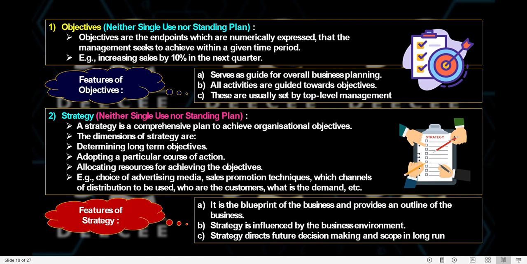Next one is strategy. Strategy is also neither a single use nor a standing plan. A strategy is a comprehensive plan. Whenever two or more plans come together in order to achieve an organization objective, then you call it a strategy. So it is not for a short term, it is mostly for a period of years. It adopts a particular course of action. Allocation of resources is mostly done in a strategy, like what kind of advertisement has to be done, what promotion technique we have to use. All of these are examples of strategies.